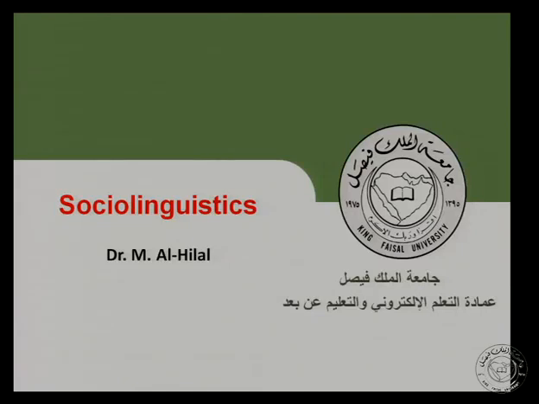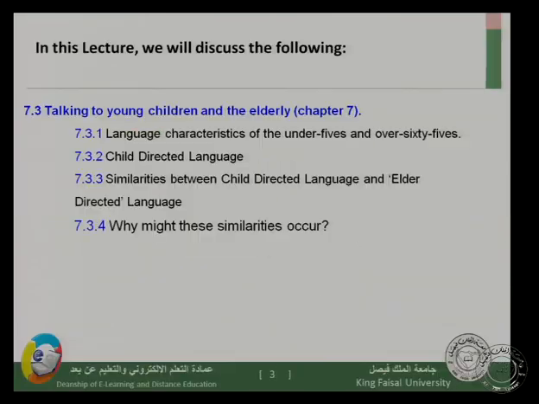Of our course Sociolinguistics. Today we are going to continue chapter 7, where we talk about young children and the elderly or the old people. In this lecture we will discuss language characteristics of the under 5 and over 65 people.